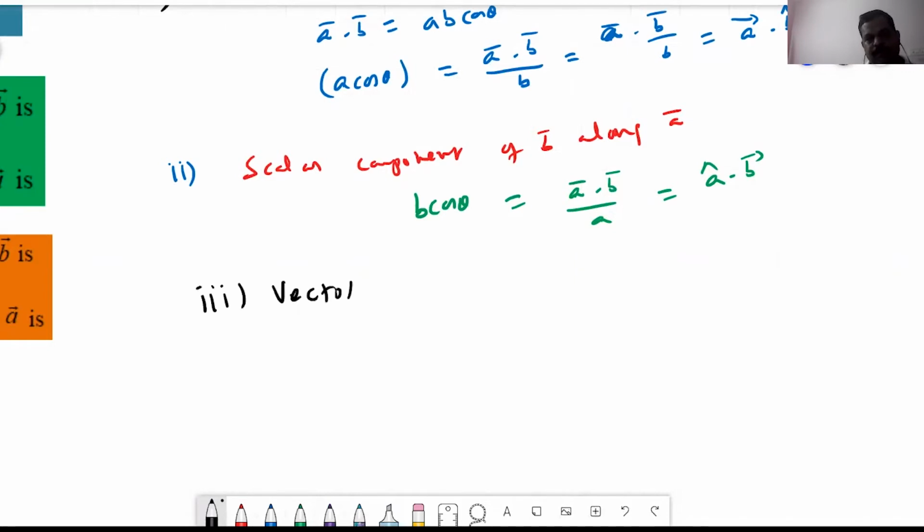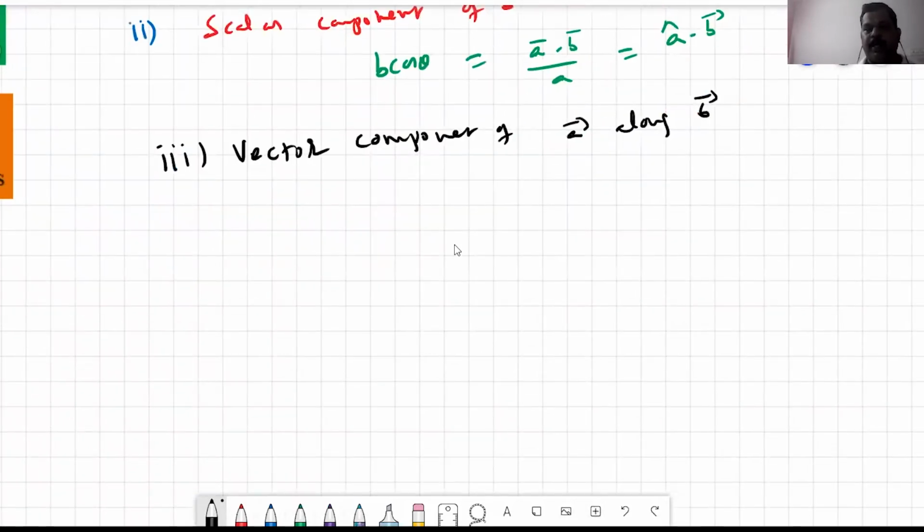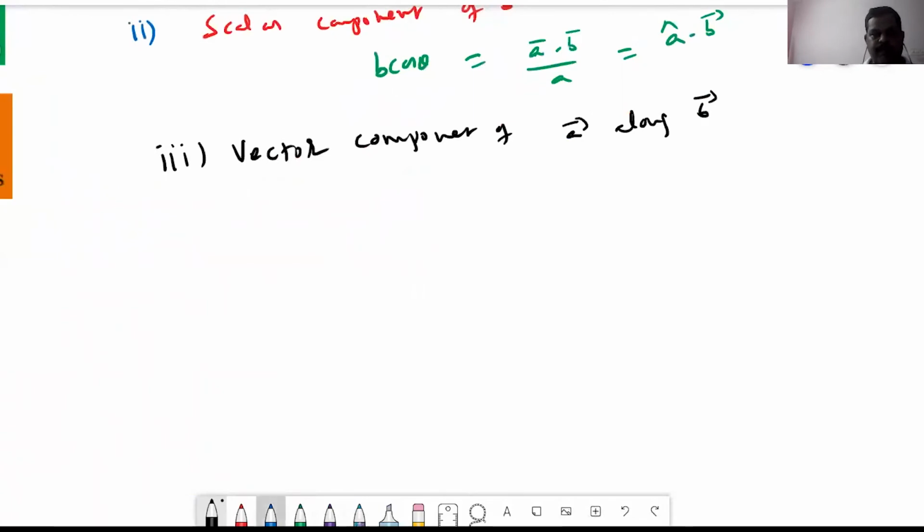Vector component of A bar along B bar. Now let's draw the diagram again so that we can understand better. As I said, this is A bar and this is B bar. What is the component? If I take this theta, this is the component A cos theta.